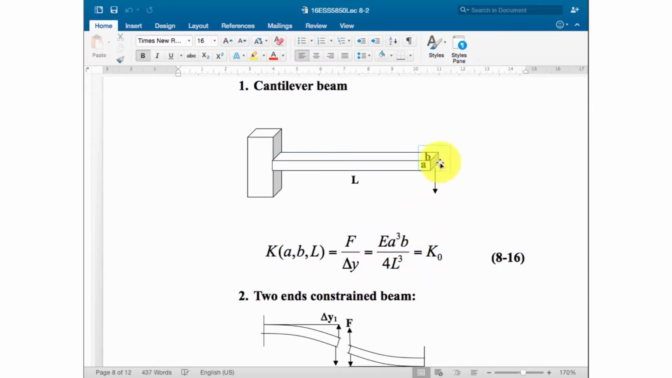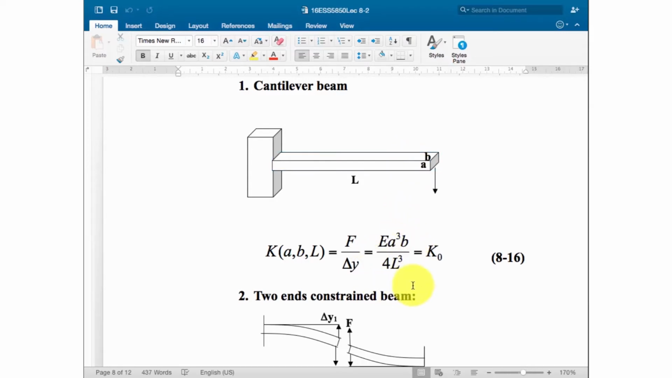The A cubic means if you move in this direction, the thickness of the beam, called A, will dominantly decide the amount of spring constant. So if you have a very thick beam, very thick A here, you get a very high spring constant, because it's a cubic, and the depth of the beam B affects only in the first order. It's not the third order. So the thickness is more important than the width of the beam.